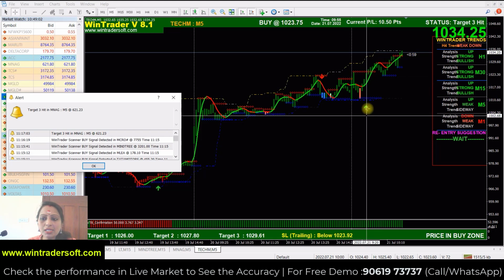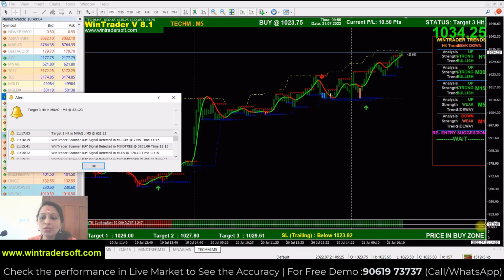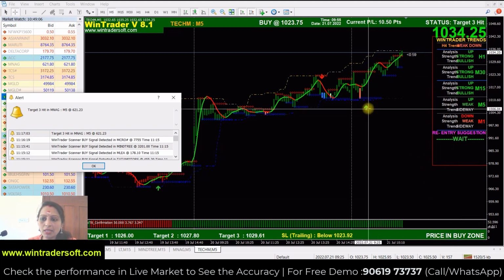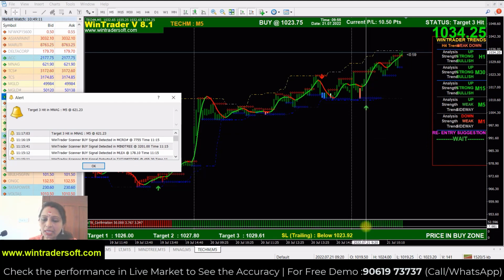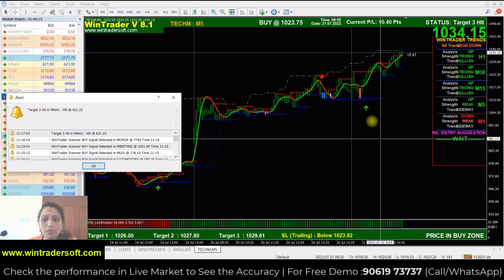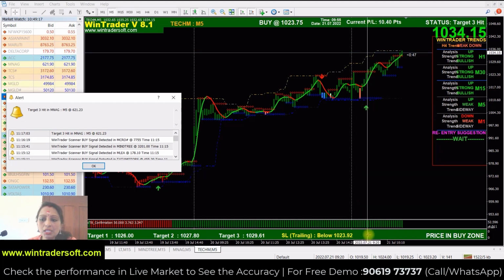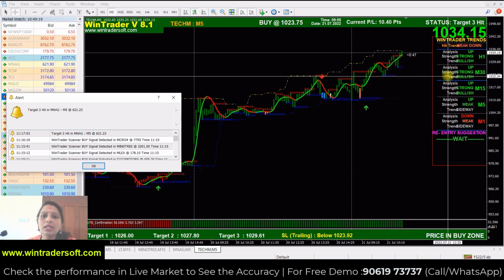Confirmation means if it is a buy signal, first confirmation, price should be in the buy zone, and below the arrow there is a bar, that is the confirmation bar. The bar should be in the same color. Same color means if it is a buy signal, it should be in green color. If these two confirmations are okay, then you can directly take the position.